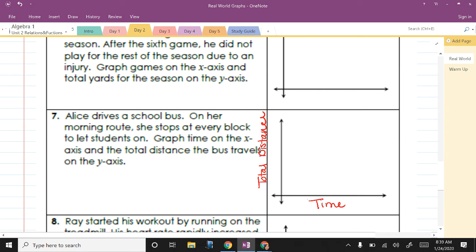Now keep in mind that the y-axis is her total distance. Not her distance between one stop to the next. It's the total distance. I know it's crooked lines. You're on the right track. Okay, when she cranks up the bus, how much distance has she traveled? 0. So you're going to start at the origin. Okay, so there you go. There's your start point.